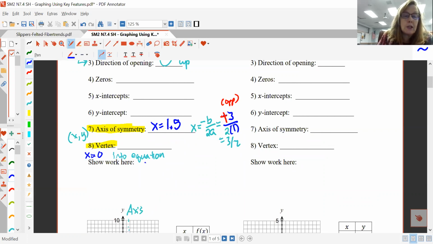So my y equation is y equals, oh wait, not 0, what am I doing? Sorry, error, 1.5, okay? Y equals 1.5 squared minus 3 times 1.5 minus 4.